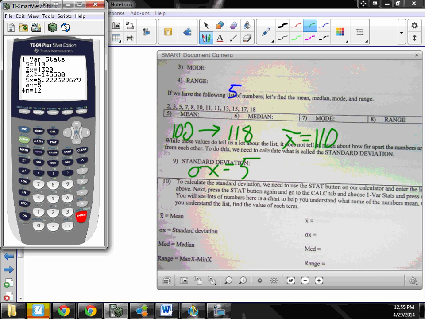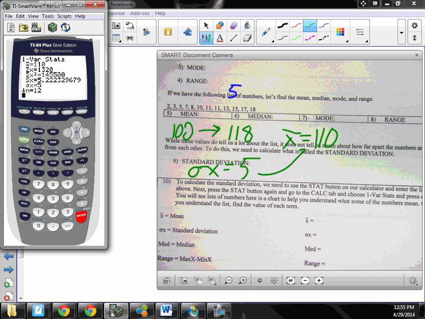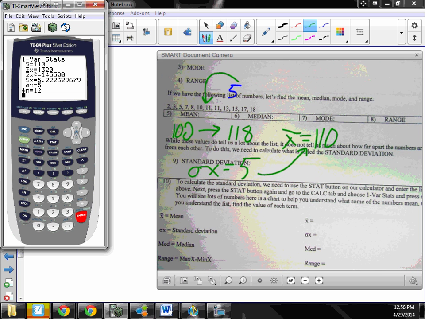Well, is 5 a big standard deviation? It depends. Is 5 a very big standard deviation for that mean? No, it's really small. Is 5 a big standard deviation for that list? It's huge.